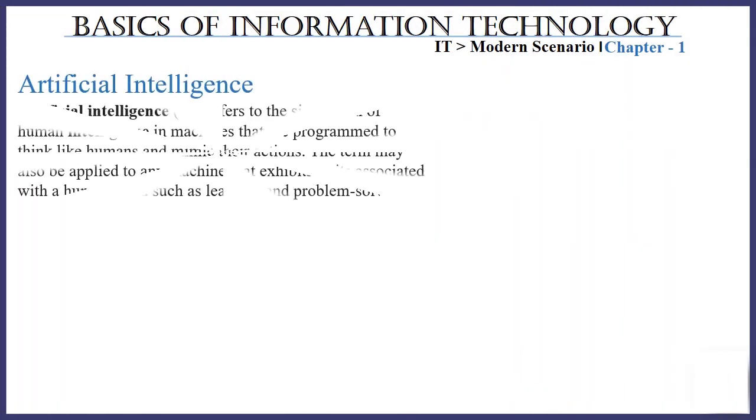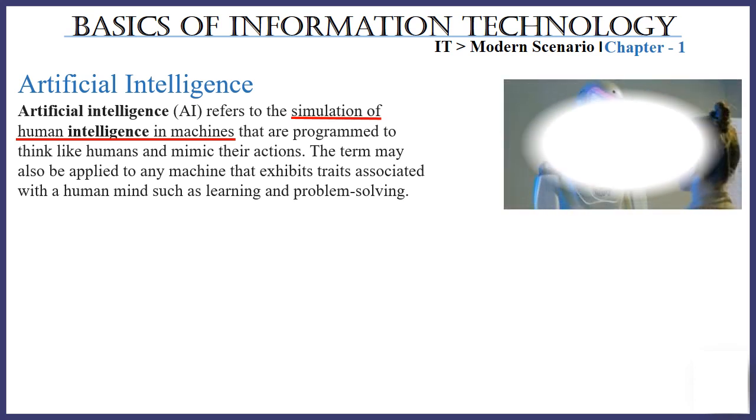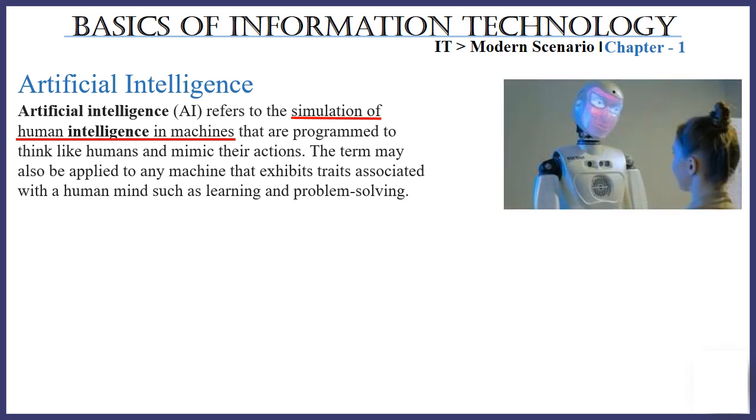Artificial intelligence. It refers to the simulation of human intelligence in machines like robots. As you can see in the diagram, the robot looks like a human being in which problem-solving software is installed, like a human mind, to search and to learn.